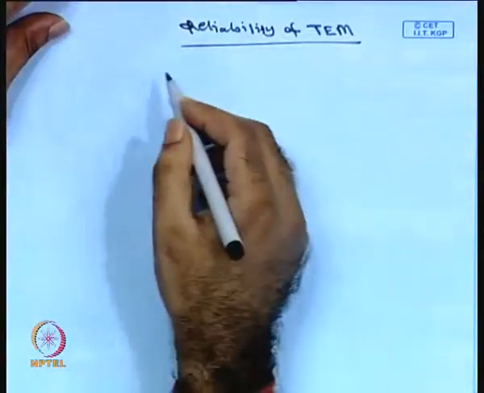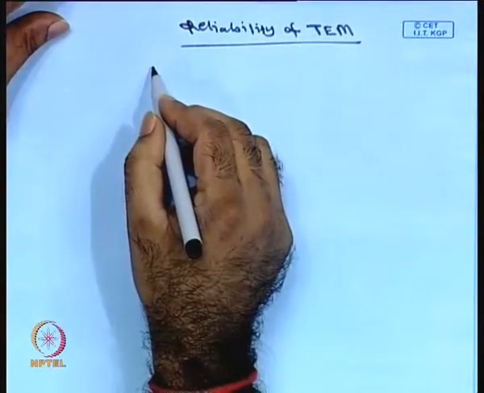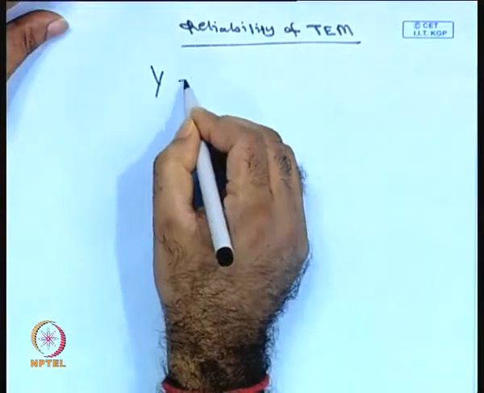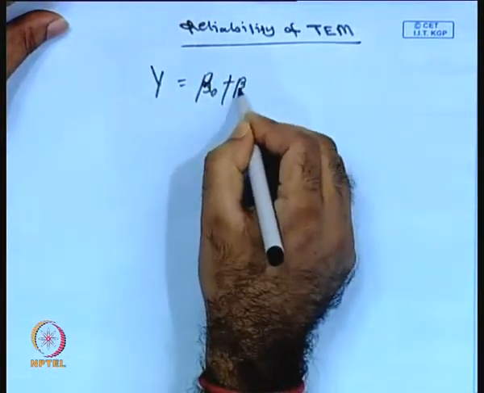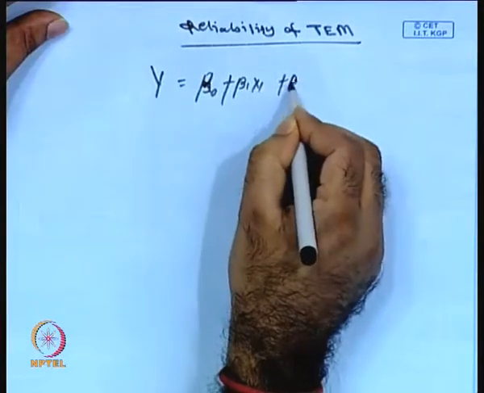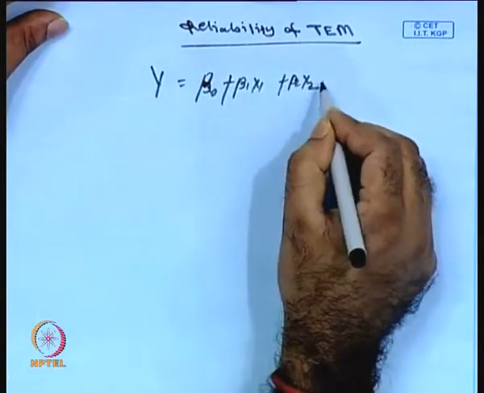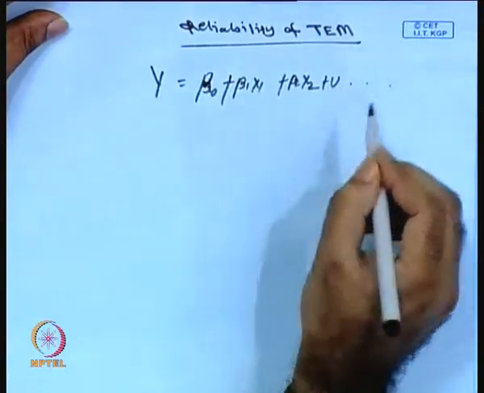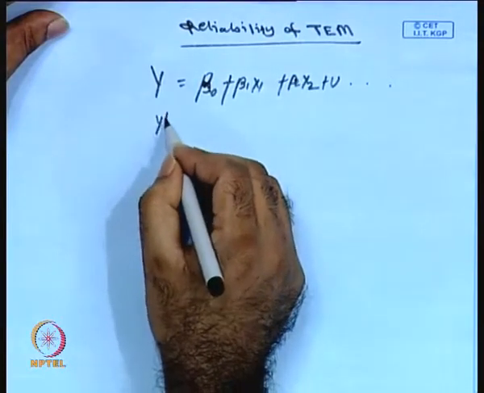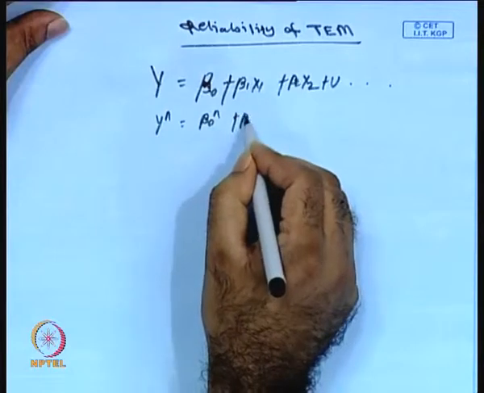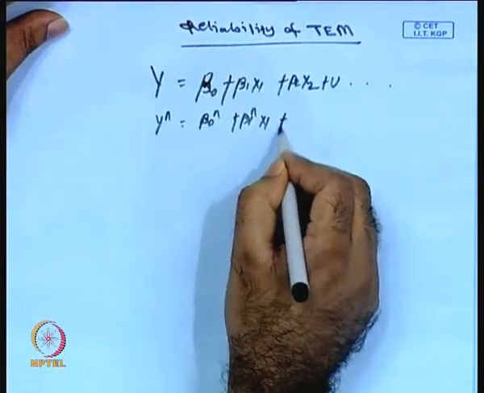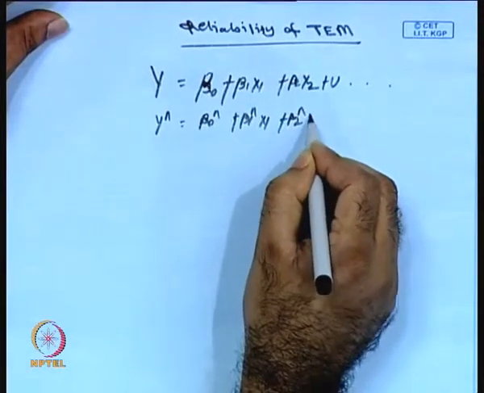So, last class we received the estimated model, let me just highlight it here. We start with y equal to beta 0 plus beta 1 x1 plus beta 2 x2 plus error terms, through which we have received the estimated model: y hat equal to beta 0 hat plus beta 1 hat x1 plus beta 2 hat x2.